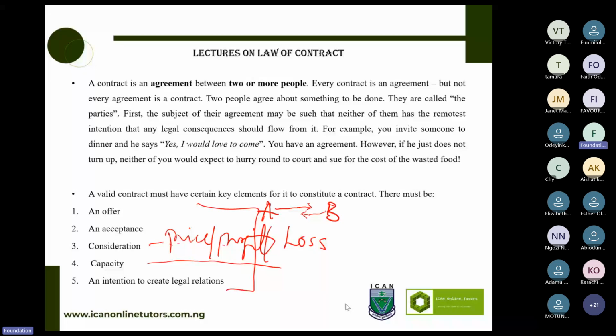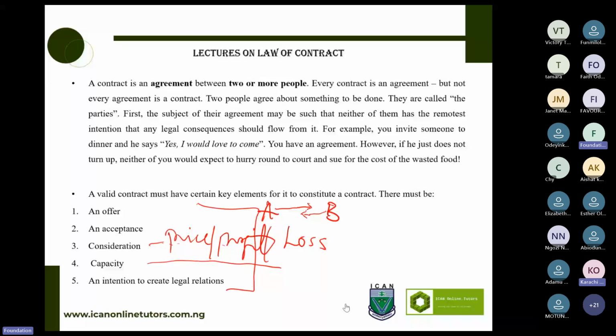So I'm just giving you the summary of the elements of contract. Number one, members of the class, can we mention them together? Number one is what? Offer. Number two, acceptance. Number three, consideration. Number four, capacity. The last one is what? Intention to create legal relations. I know some of them might be like, am I in kindergarten? Don't forget, this is a foundation class. Let me use this simple method so that we can all learn together. Let's feel it as if we are in a normal classroom.